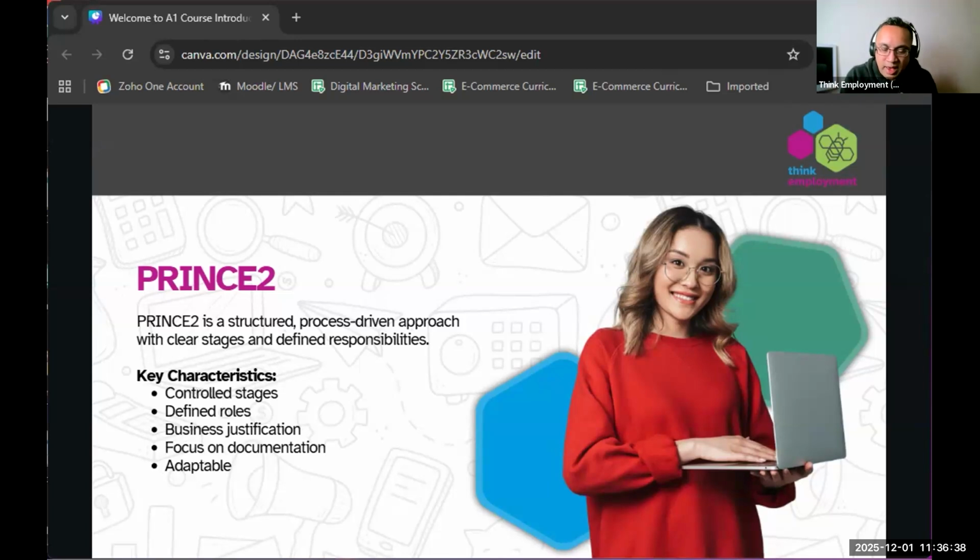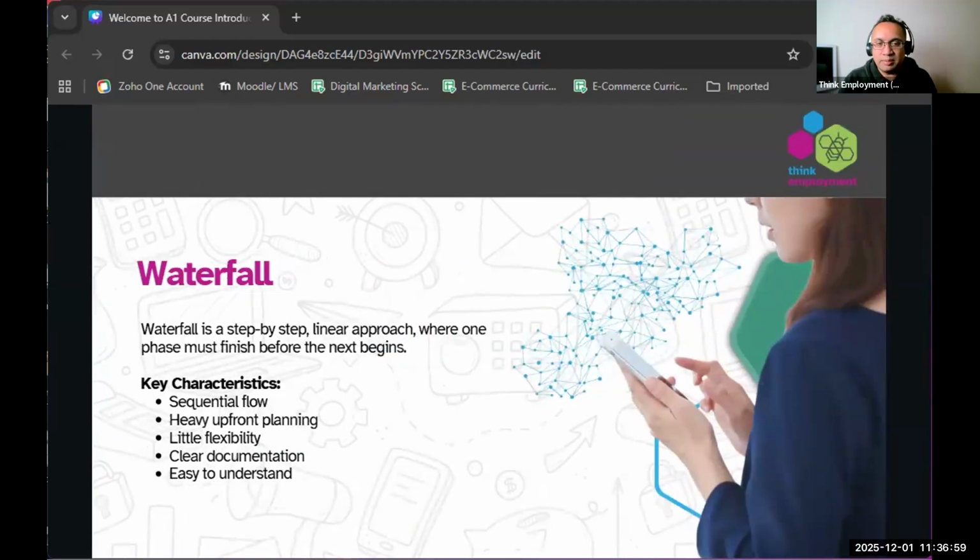So you might have a certain methodology you want to follow. And if it's Prince2, then this is going to teach you how you do project management in a structured way, a process-driven approach. And it has clear stages and defined responsibilities. Okay, so that's one method. It's beyond the scope of this session, but you can look these up on Google and learn about these methods in detail. What I'm doing is just giving you an overview. There are 4 or 5 different methodologies.